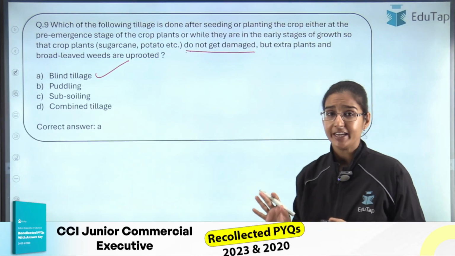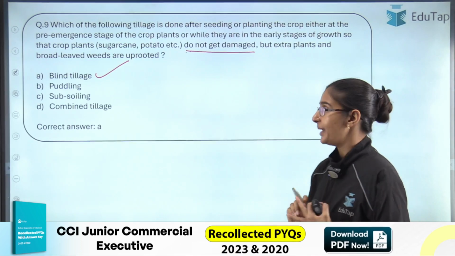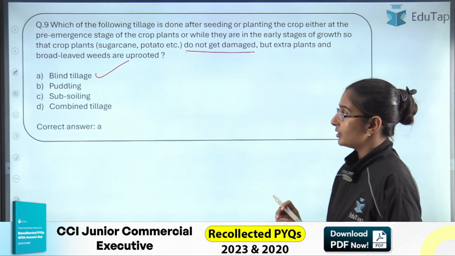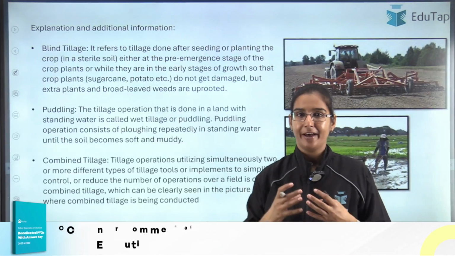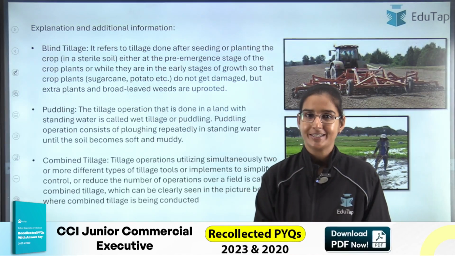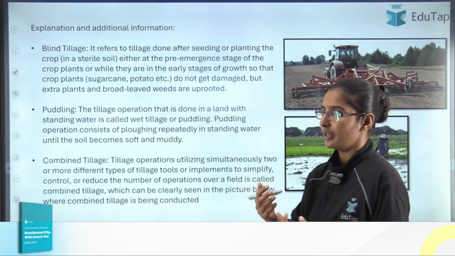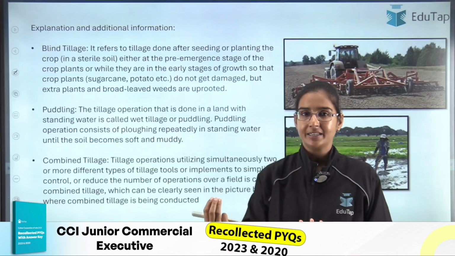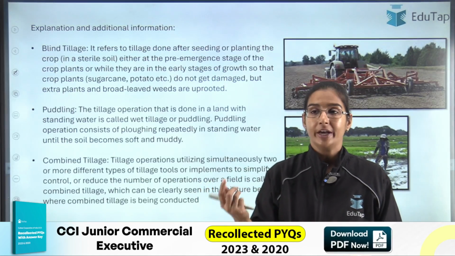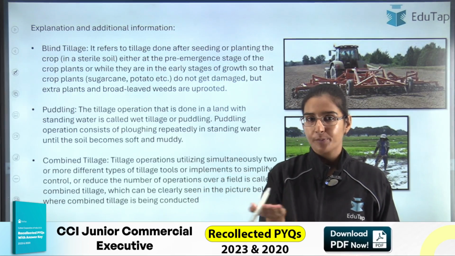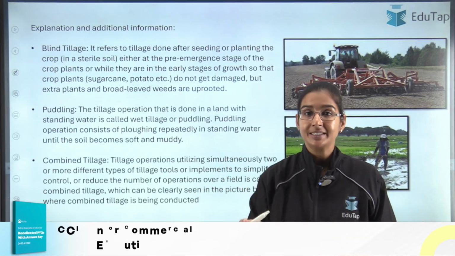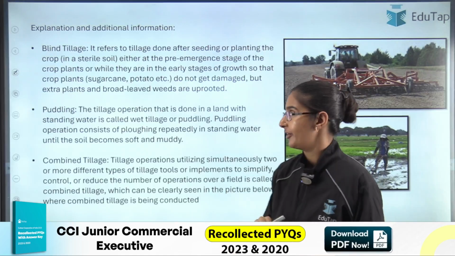So that activity is essentially known as blind tillage. I think by explaining the question itself, I have told you what blind tillage essentially is. So here, after the seeding or when the plant is in the early stages of its growth, we do the plowing part so as to remove the weeds without damaging the actual plant, right?